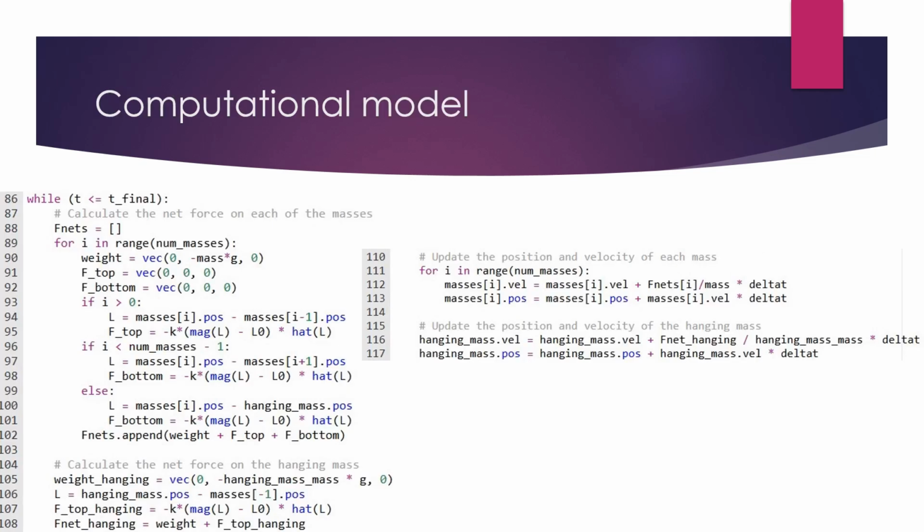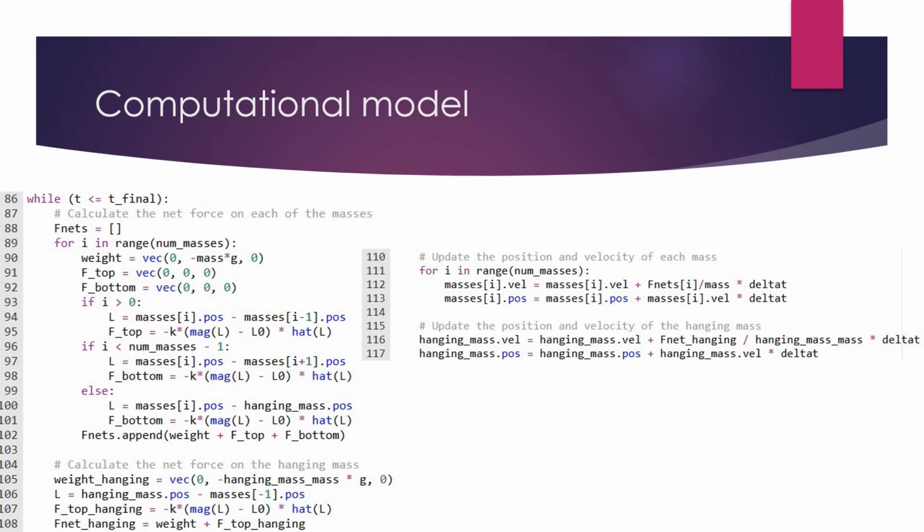For the computational model, at first I have to calculate the net force on each of the masses as well as the hanging mass. For this, for each mass, I iterate over each of the masses, and first I calculate the weight force on each of the masses, which is simply given by 0, and then minus the mass of each little mass times g, and 0. Then to calculate the force on the top, as long as the mass is not the topmost, which is given by the if i greater than 0 condition, I simply calculate the force being done by the spring on the top. Then I calculate the force being done by the spring below the mass, and if we are on the lowermost mass, which is given in the else condition, the spring below must use the hanging mass, as there is no other of the small little masses below it.